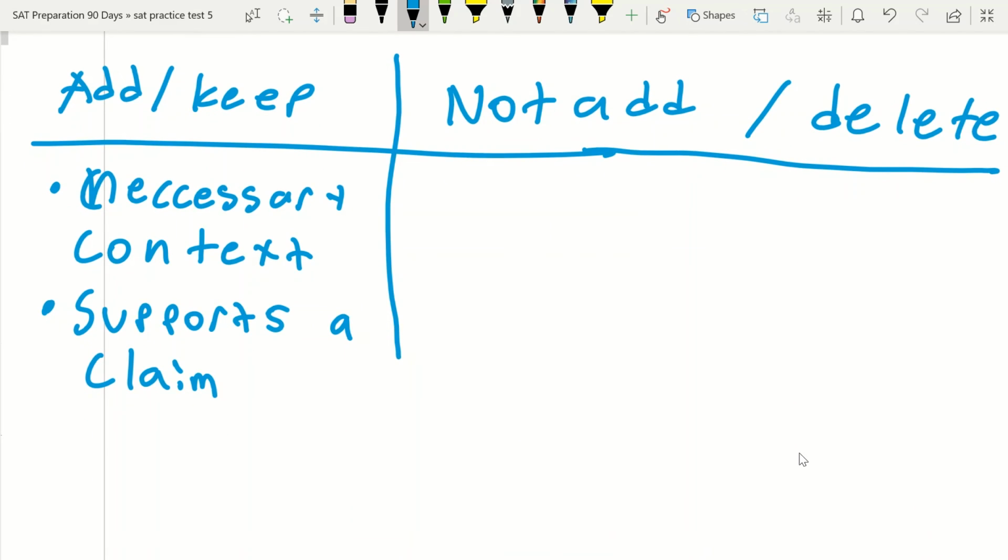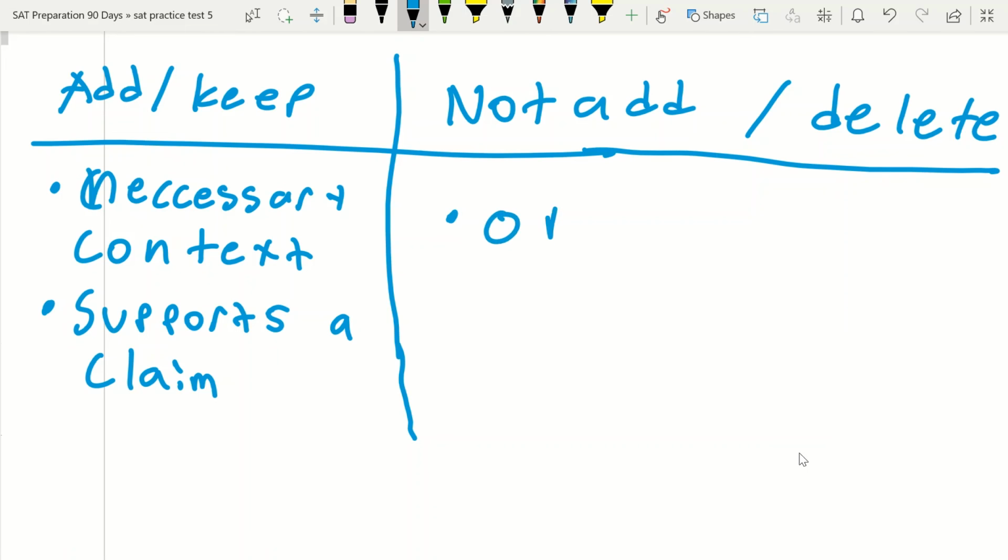So you saw in that example of the 3D printer that we needed it to have that context in order for that next sentence to make sense. We also know that we want to keep or add a sentence if it's supporting a claim in our paragraph that hasn't been supported yet. Okay, so those are two big things as far as when to add and keep a sentence. Now, what about when not to add or when to delete?